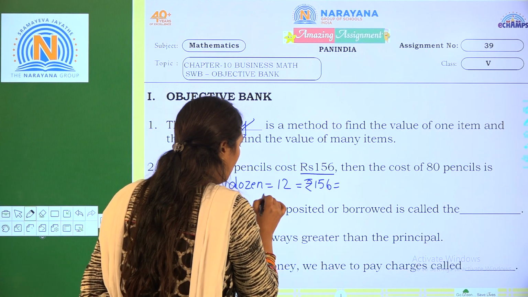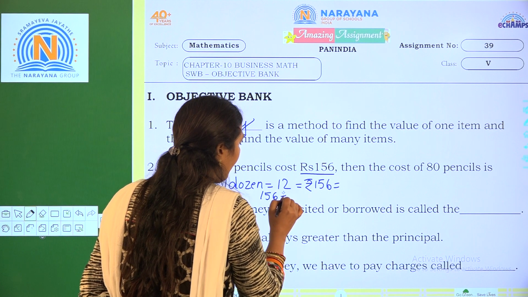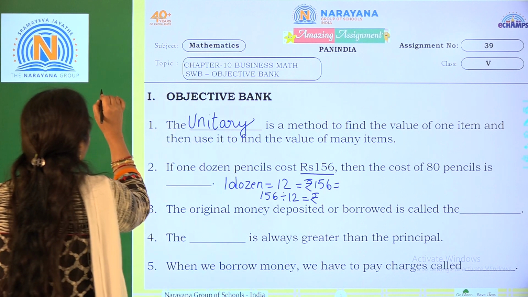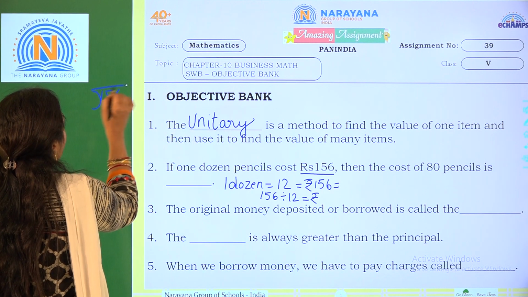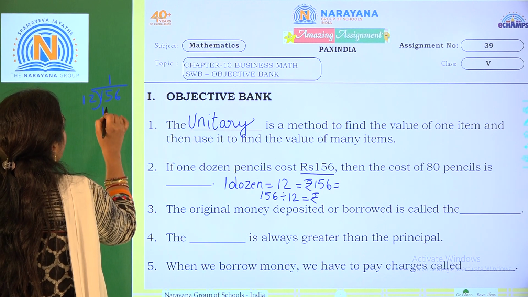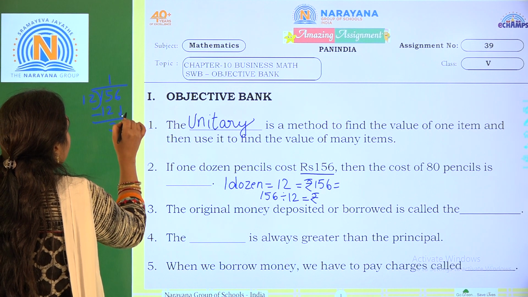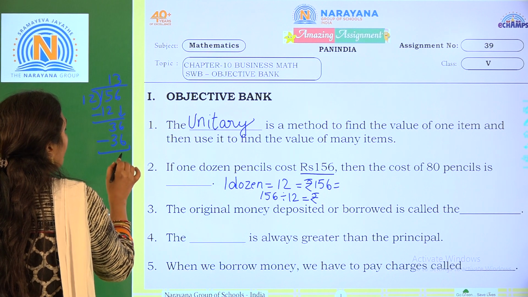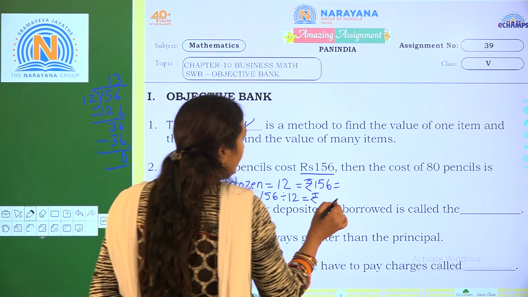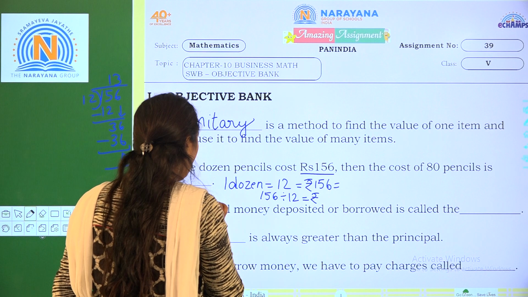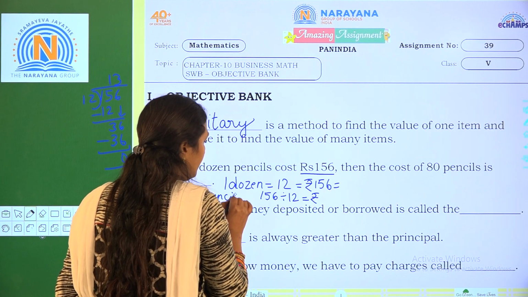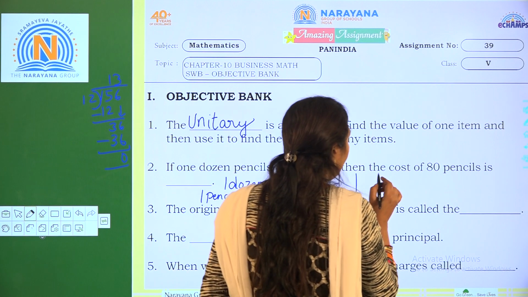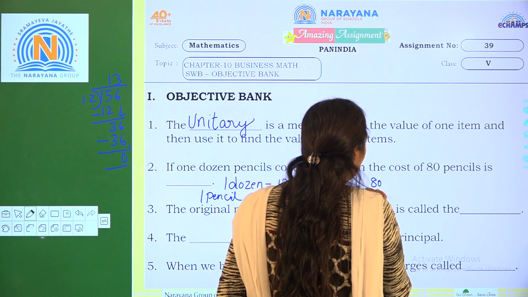So 156 is divided by 12. How much will you get, children? First 1 time 12, now 3, 6, 3, 36. So 13 rupees. So the cost of 1 pencil is 13 rupees. Now we can find the cost of 80 pencils.